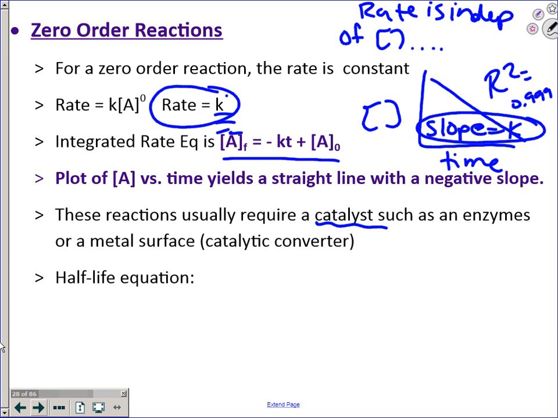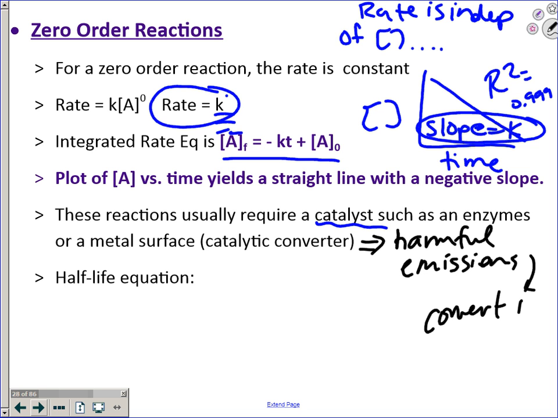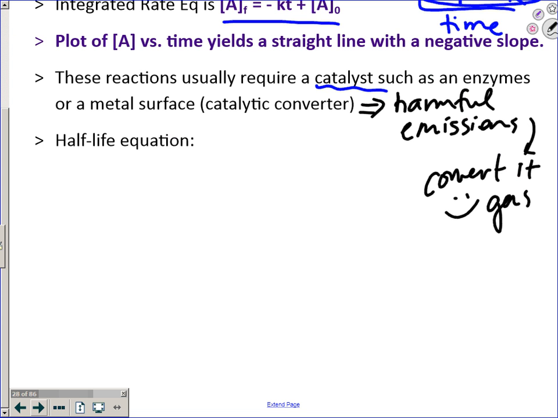Anyway, so the catalytic converter takes harmful emissions out of your exhaust. Exhaust is bad. We don't want to breathe it in. So it's going to take harmful emissions and convert them to good gases, good emissions that don't pollute the environment. Okay, so how do you think it's doing that? What do you think it's using to do that? Look at the phrase catalytic converter. It's using a catalyst.